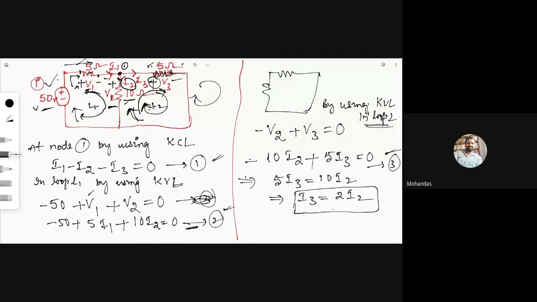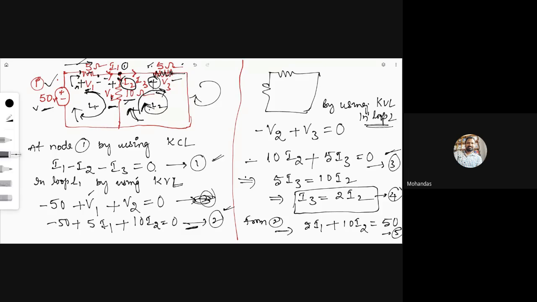What is I3? 2 into I2. Let us say this is equation 4. Only solving equations 1, 2, 3 will get the solution. Next, from equation 2 implies 5 into I1 plus 10 into I2 is equal to 50. This is an equation in terms of I1 and I2. Let us say this is equation number 5.